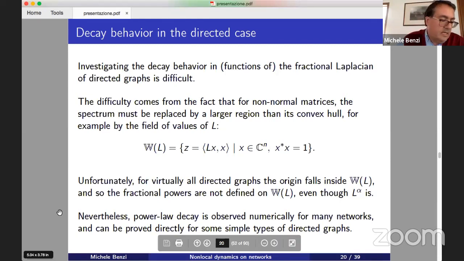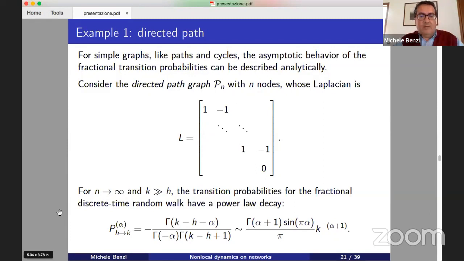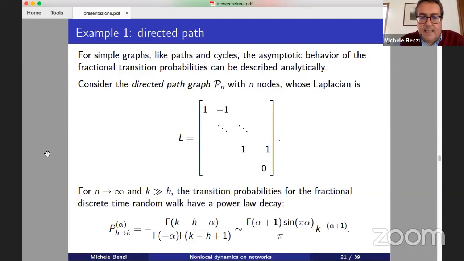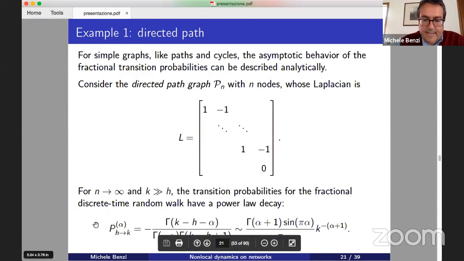So I probably need to speed up, but let me tell you one case where we can prove it: the simple directed path graph. Here we have simply a particle that moves from one node to the next in one direction on the line, and there are n nodes. And then once it reaches the last node, it stops. So it's an absorbing type of process. And here we can actually compute analytically the entries of the transition matrix. It leads to expressions involving the gamma function. And asymptotically, for large distances, we can obtain the estimate given here, which you can see depends algebraically as a power law on the distance.